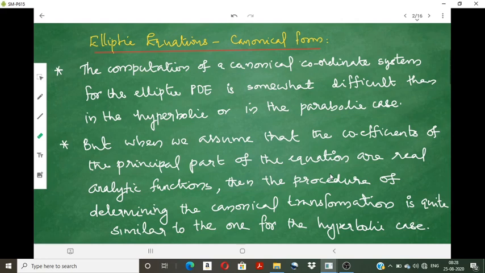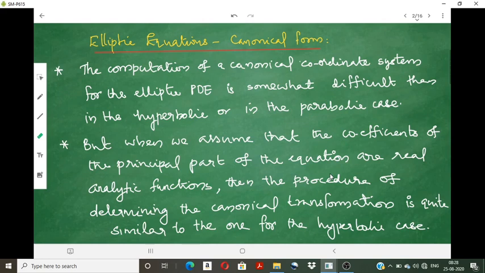But when we move to finding the canonical form of elliptic equations, the thing is not so easy as compared to the hyperbolic or parabolic case. One more thing is needed for solving this elliptic case.